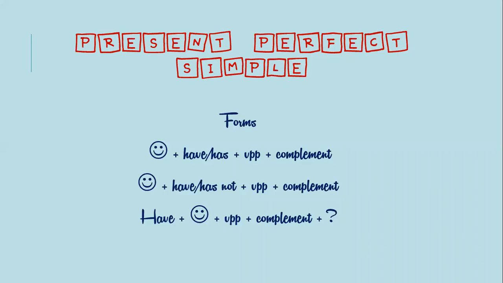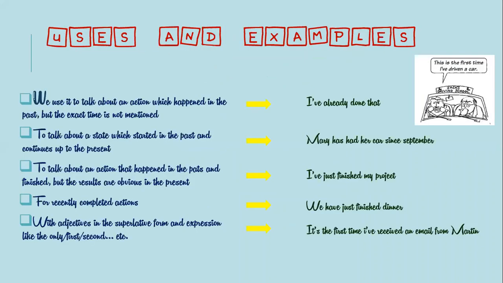Now we're going to see the uses and examples. We can use the present perfect simple to talk about an action which happened in the past, but the time the action happened is not mentioned. Like if someone asks you for something, but you already did that, you only have to use the present perfect simple. I've already done that.